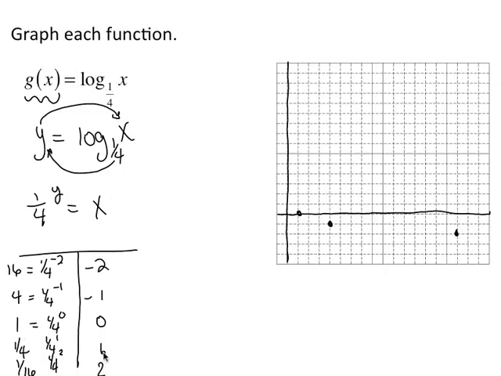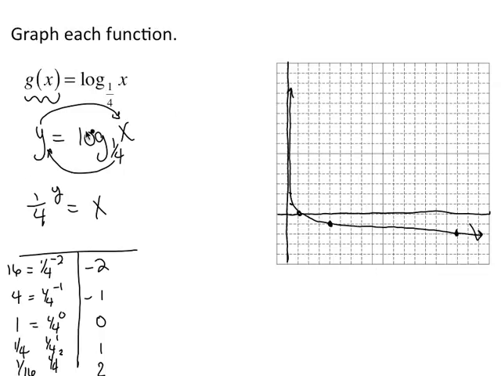And then 1/4, 1. And then 1/16, 2. So it gets really, really close to the y-axis, but it's not going to touch it. So then when I draw my graph, remember, it's real close to the y-axis, but it never touches it. And this is what my graph looks like.